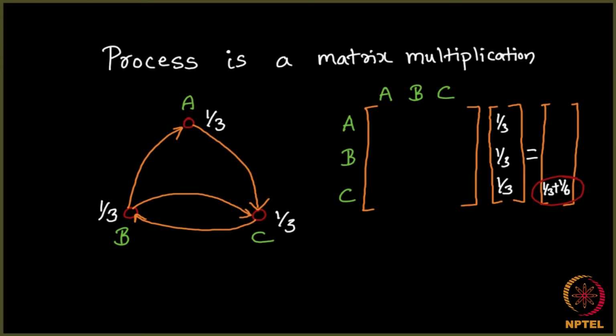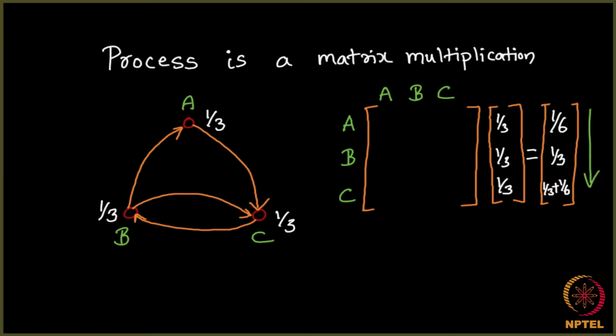Now, what next? B gets 1 by 3, right? How is that? B gets 1 by 3 from C. Everything that C has, B gets. Good. So I'm going to write 1 by 3 here. Okay. Next. A gets 1 by 6. Why is that? That's because from B you have 2 edges going, and half is given to A and the other half is given to C, and half of 1 by 3 happens to be 1 over 6. So it's going to be 1 over 6, as you can see.